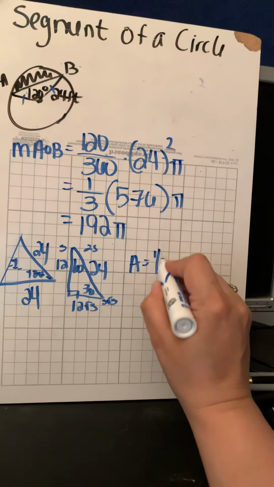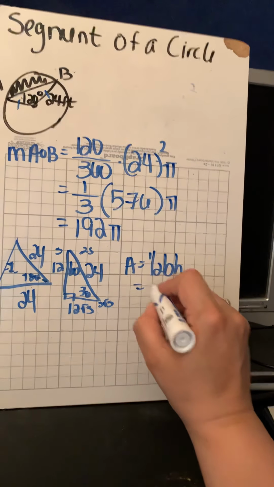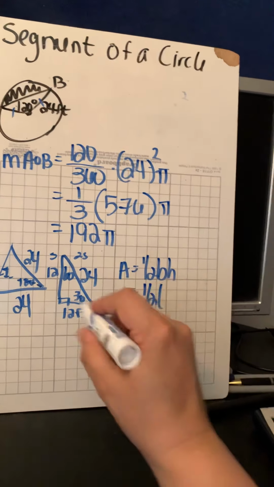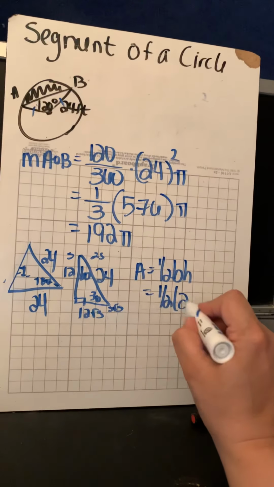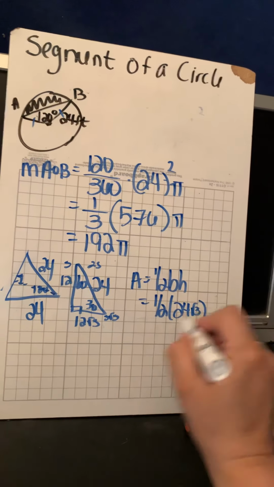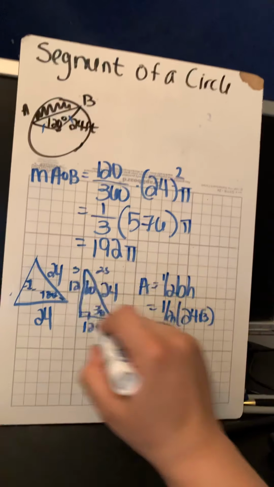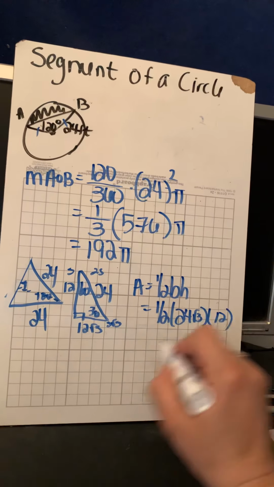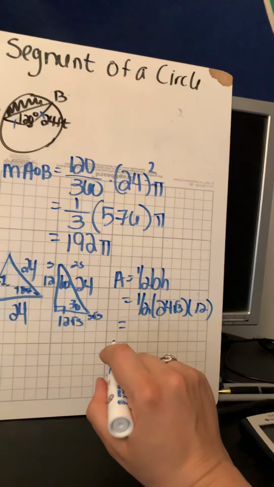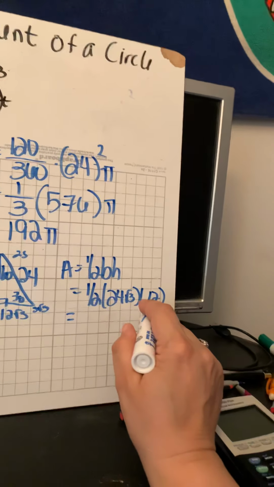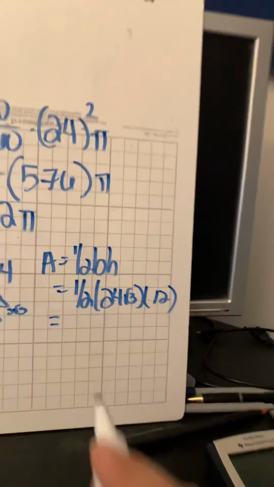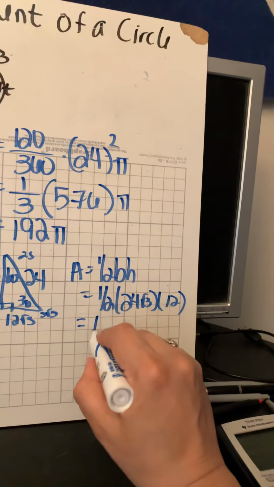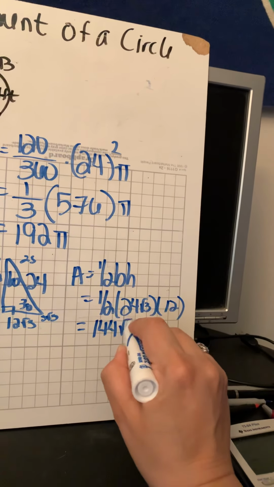Area is 1/2 base times height. So this would be 1/2 my base. If this is my base, the whole side over would have to be 24 root 3. The height of that triangle is 12. Okay, so half of 12 is 6. 6 times 24 is 144. So this is going to be 144 root 3.